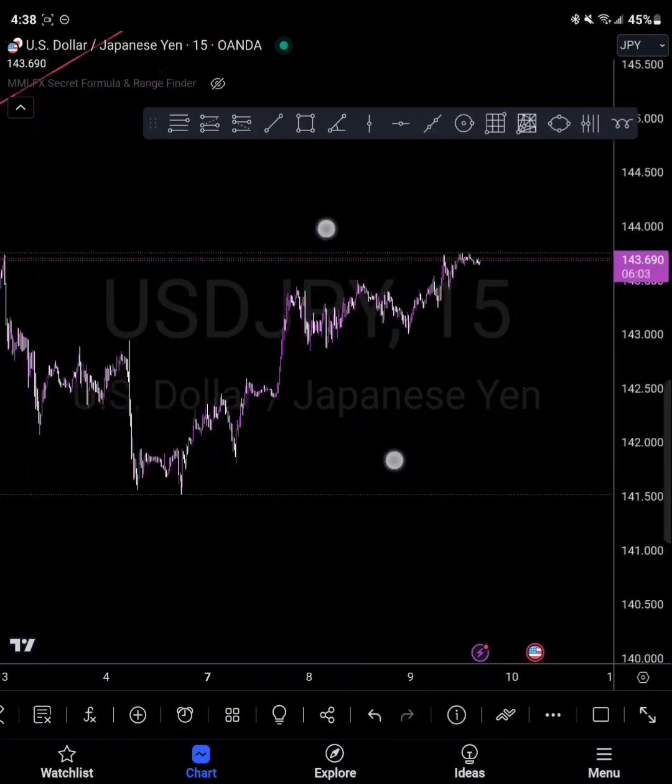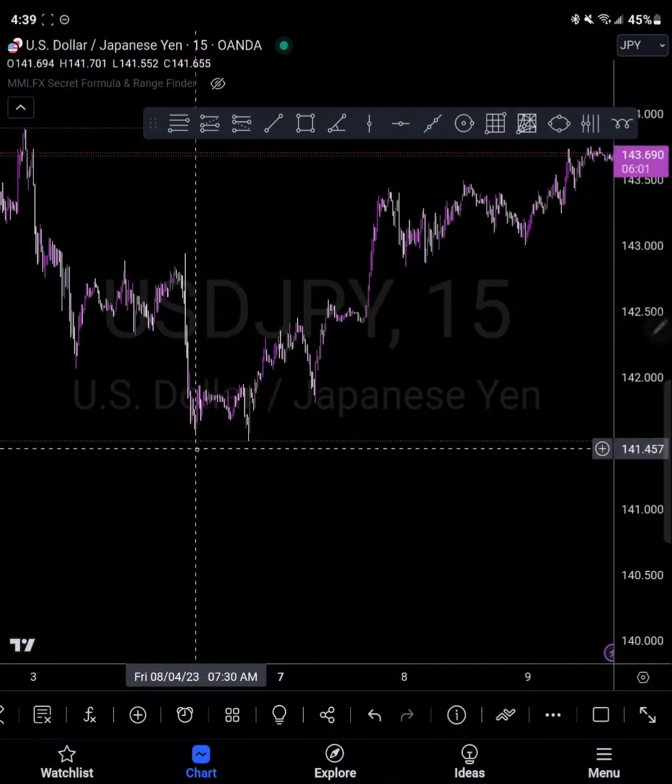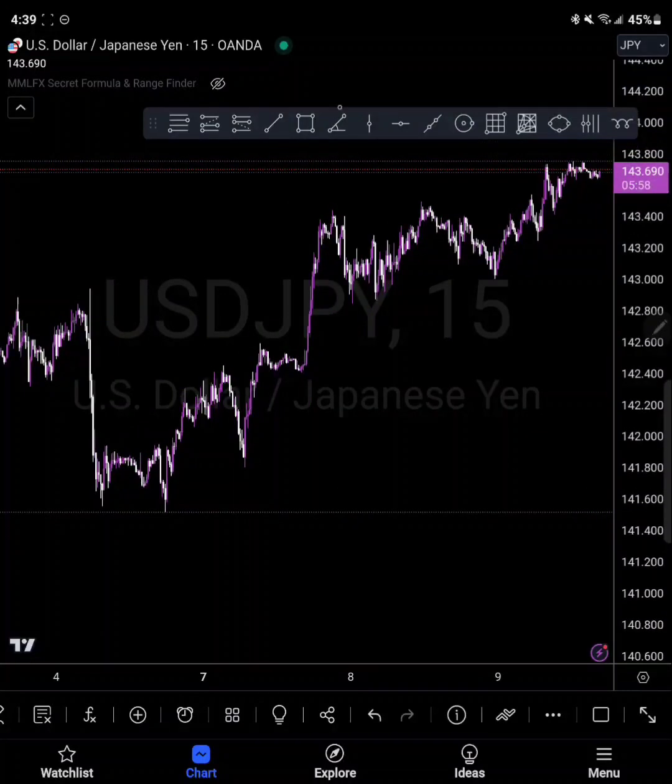Now let's go to recent price. How would I play this in this area? Well, I have a low and a low here, so I'm going to draw some lines and see what it looks like.